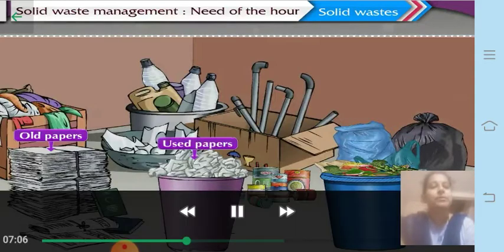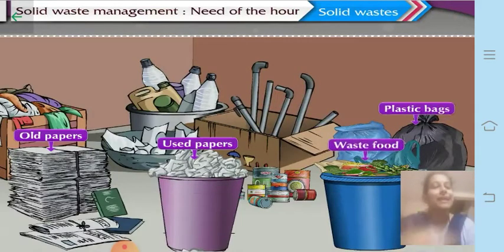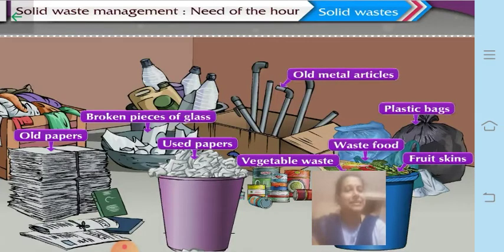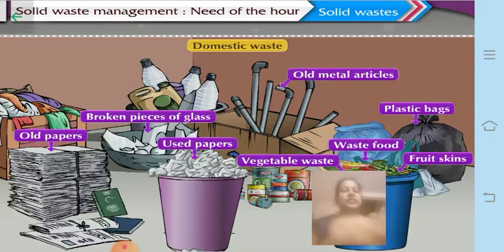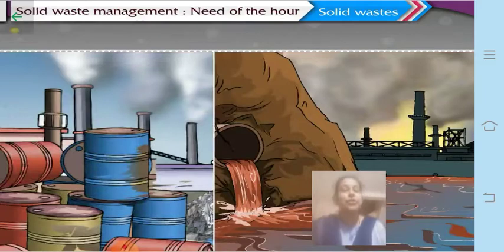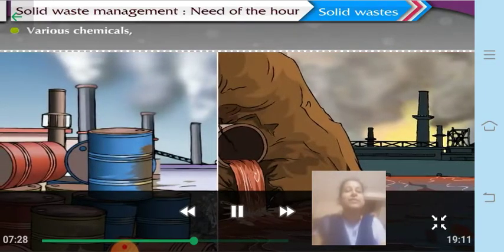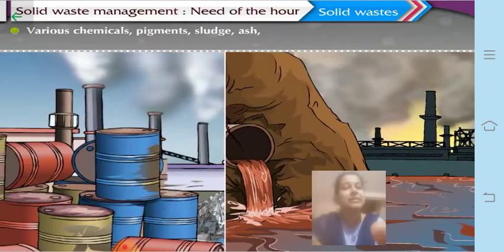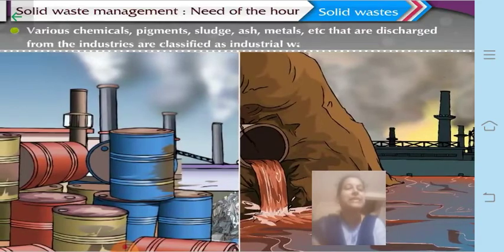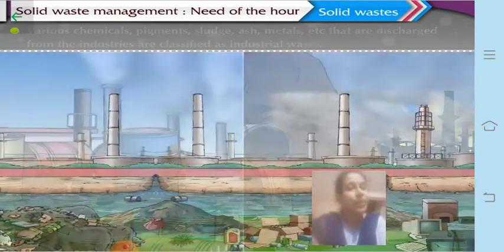Now old papers, used papers, then plastic bags, waste food, vegetable waste, fruit skins, broken pieces of glass, old metal articles, all these are called domestic waste. So these are all domestic waste which is generated in the house. Since it is generated in the house, it is called domestic waste. Whereas various chemicals, pigments, sludge, ash, metals, etc. that are discharged from the industries are classified as industrial waste.